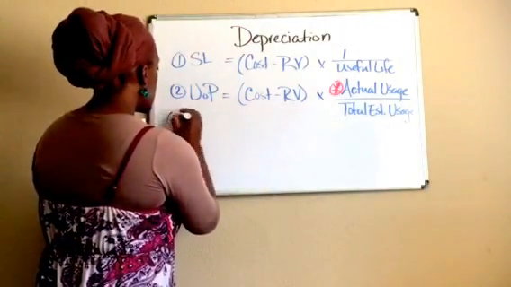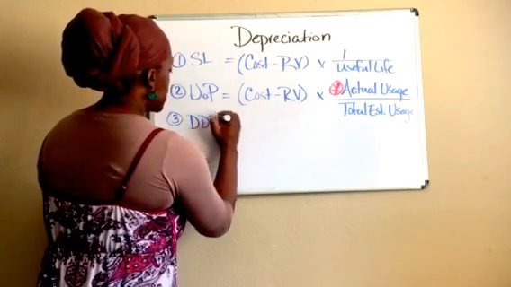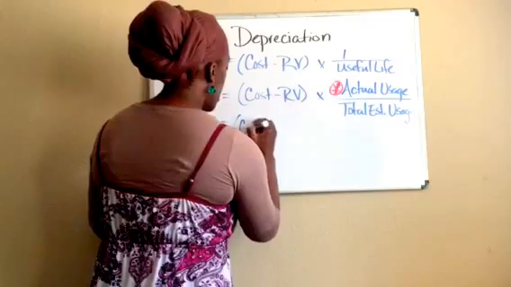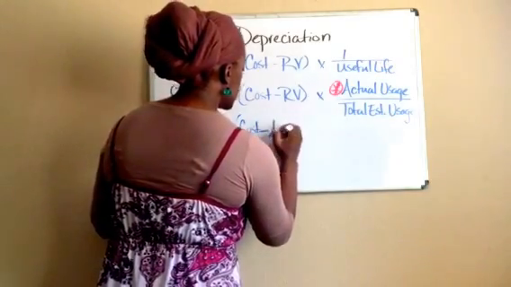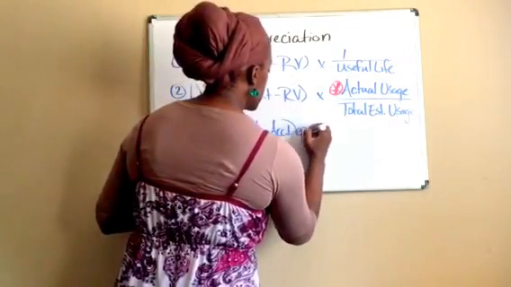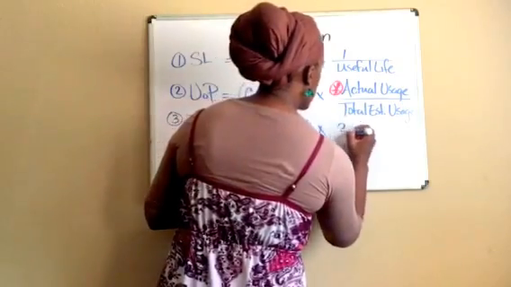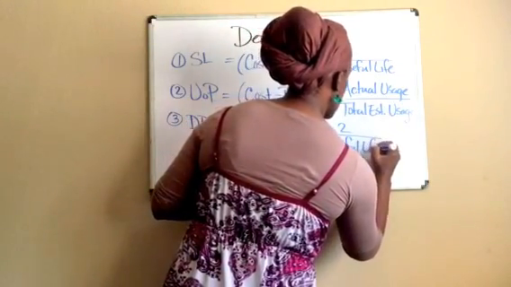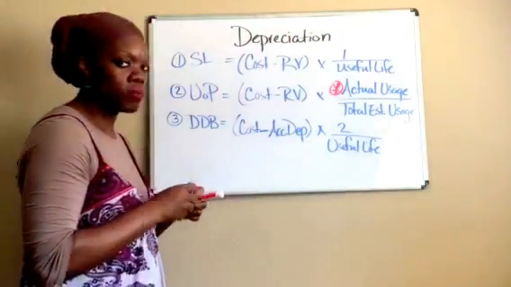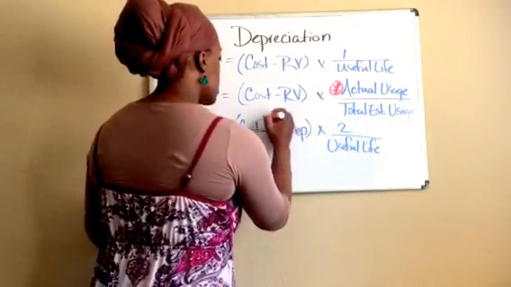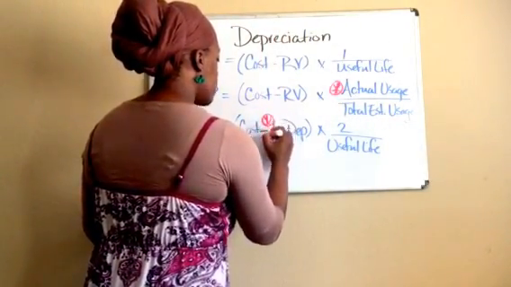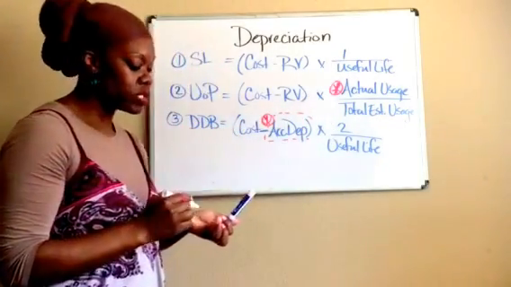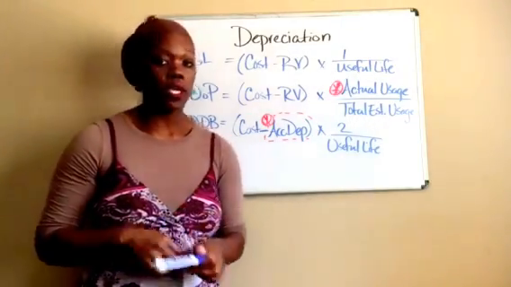And then the third method of depreciation is going to be our double declining balance. All right, this one we're going to take our cost minus accumulated depreciation times 2 over the useful life. So this one is a little bit different from the other two. Here is going to be our accumulated depreciation. Our accumulated depreciation is what's going to change from period to period.